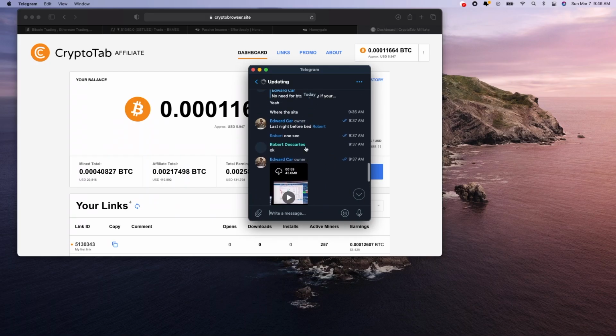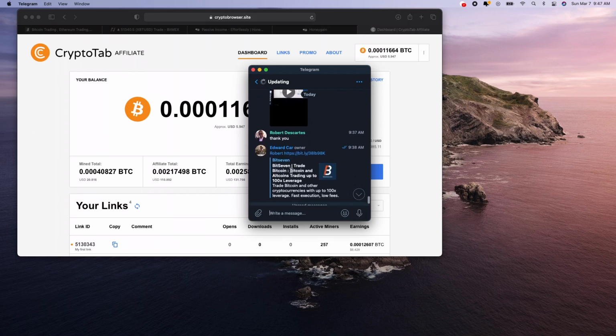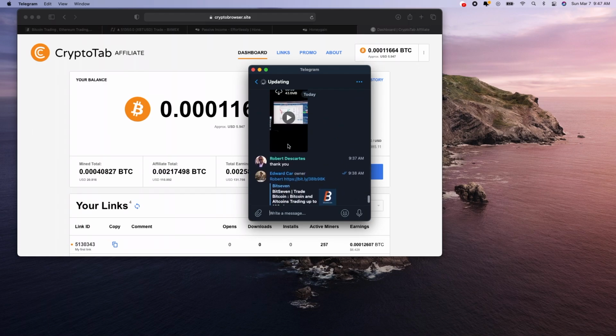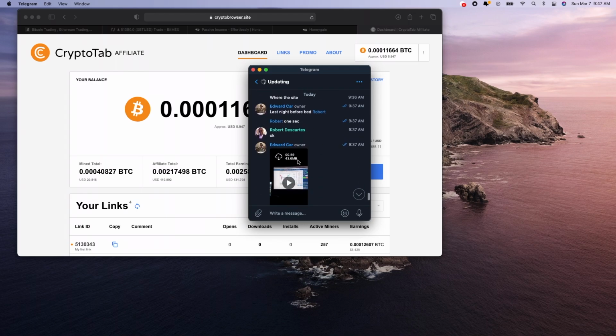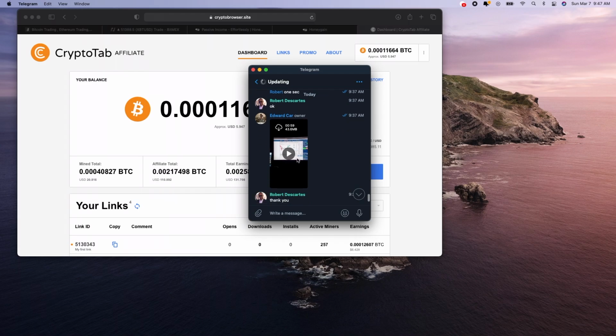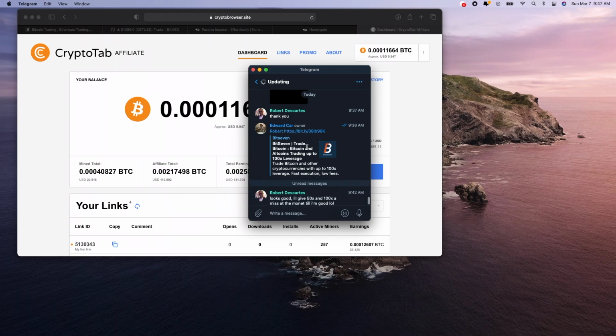So look at the Telegram, guys. I'm showing you live proof. Whenever I was trading last night, look, he says thank you, and I give him a link to Bit7. So if we just scroll up a tiny bit, I said last night before bed, and his name is Robert. Thank you, Robert, for being a part of the Telegram. So I'm showing him proof of me actually trading in real life, guys. And look at this right here.